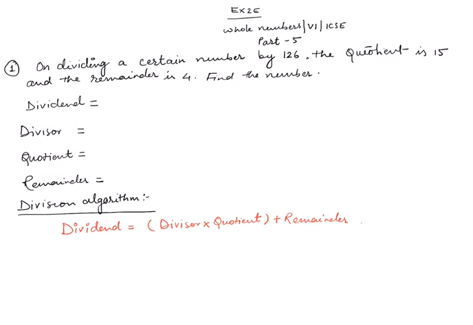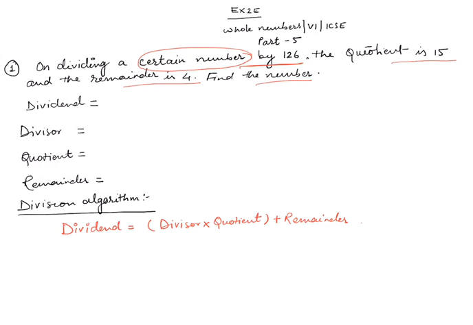The first question is written on dividing a certain number by 126. There is a certain number, we don't know that number. When we are dividing that number by 126, this is a very important point, by 126, it means that whenever you are dividing any number by any number, that by number is your divisor. Very clearly it is mentioned that our quotient is 15 and the remainder is 4. Find the number. We have to find that certain number which we are dividing by this number.